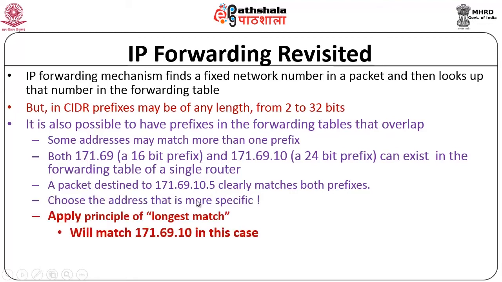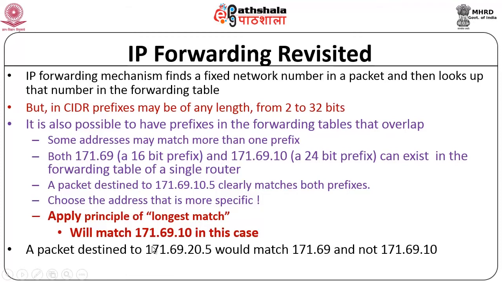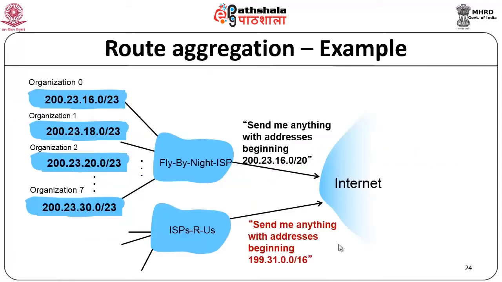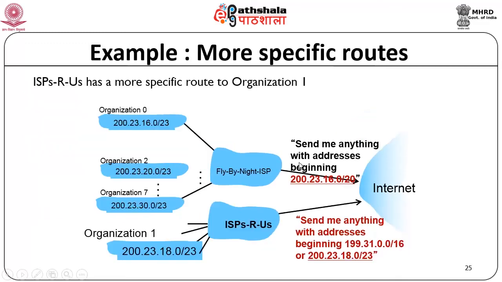So which one do I choose? I choose the one which is more specific. Which is more specific? The one which has the longest match, so you will match it with this address. But if you take an address which is 171.69.20.5, it will not match this address, but it will only match 171.69. So you will be able to identify exactly which network this particular packet has to be forwarded to. This is yet another example of route aggregation that we just saw. Here I have 8 different addresses being aggregated and sent out as a single address. So this is the way in which the aggregation can be done.